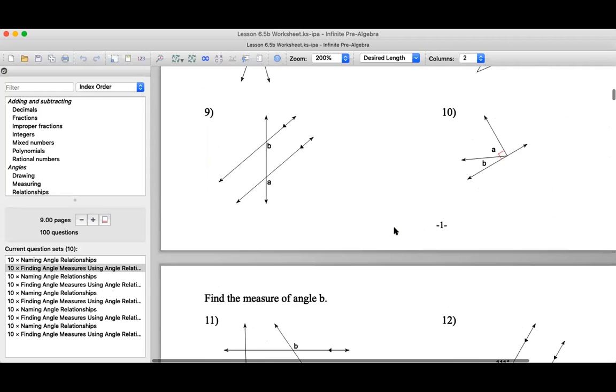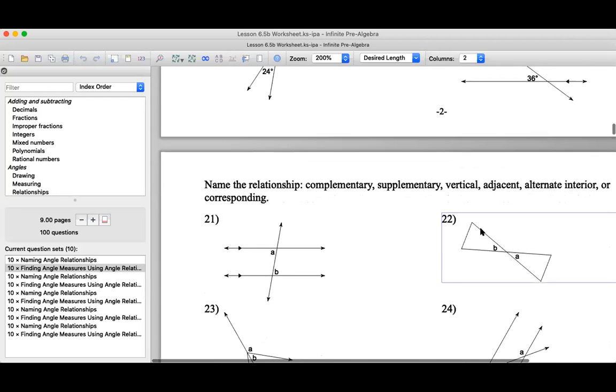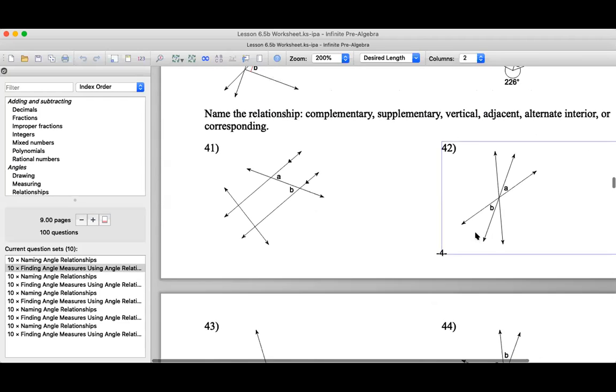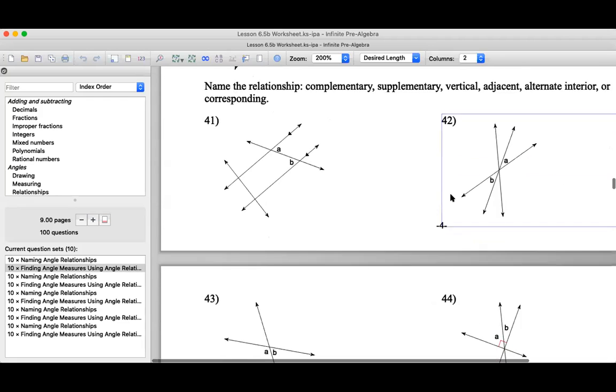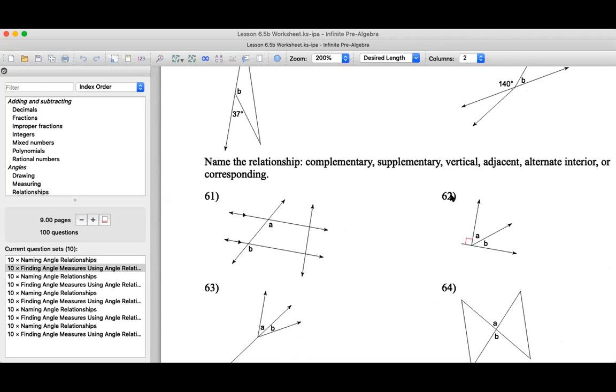So I do 10 questions asking their names. Then I do 10 questions asking their angle measurements. Then I do 10 questions asking their names. Okay, this is going to get boring. Then I do 10 questions asking their angle measurements, right? How many do you need to do? You need to do as many as necessary for you to be comfortable with this. As long as you know the difference between complementary, supplementary, vertical, adjacent, alternate, interior, corresponding. Some of them are both. Notice on question 62, A and B are both. Somebody?